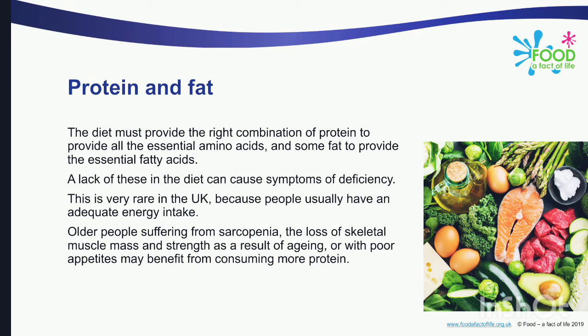Protein and fat. The diet must provide the right combination of protein to provide all the essential amino acids and some fat to provide the essential fatty acids. A lack of these in the diet can cause symptoms of deficiency. This is very rare in the United Kingdom because people usually have an adequate energy intake. Older people suffering from sarcopenia, the loss of skeletal muscle mass and strength as a result of aging, or with poor appetites may benefit from consuming more protein.